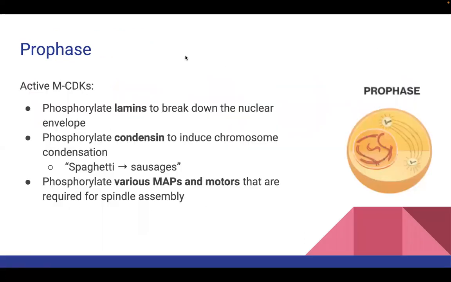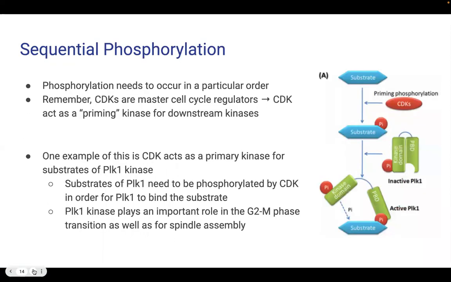So in the first stage of M phase, prophase, these active MCDKs phosphorylate lamins, which are required to break down the nuclear envelope. They phosphorylate condensin, which induces chromosome condensation. So another way to think about this is just the DNA is kind of going from like spaghetti to sausages. And then active MCDKs also phosphorylate various MAPs and motors that are required for spindle assembly. And then there's also sequential phosphorylation. So phosphorylation needs to occur in a particular order.